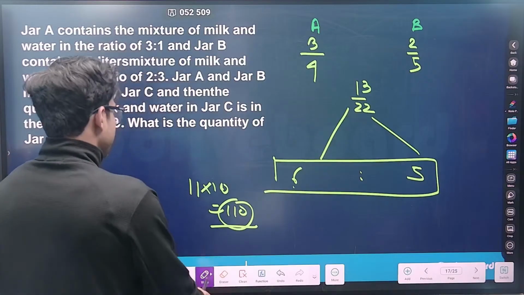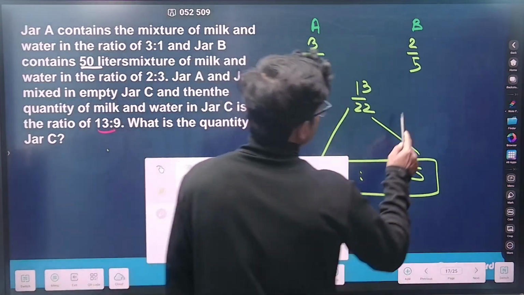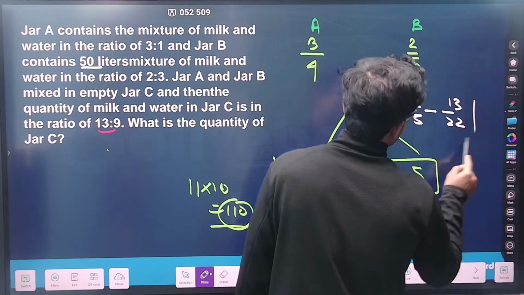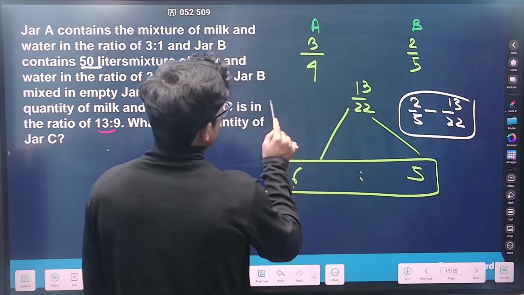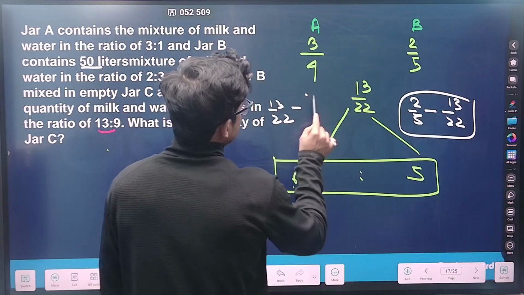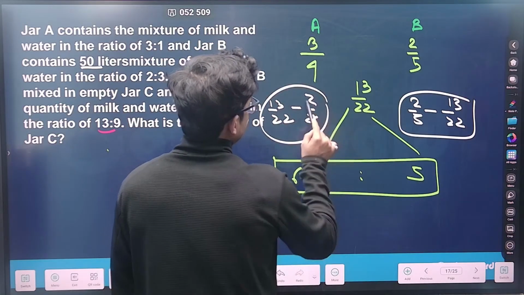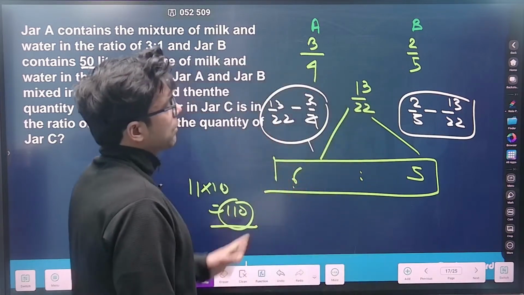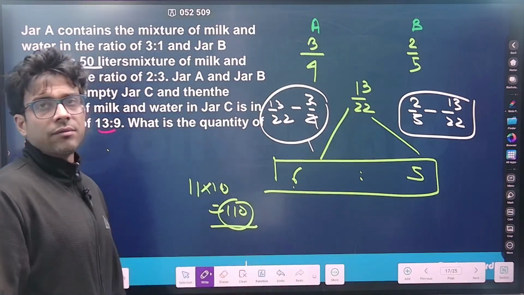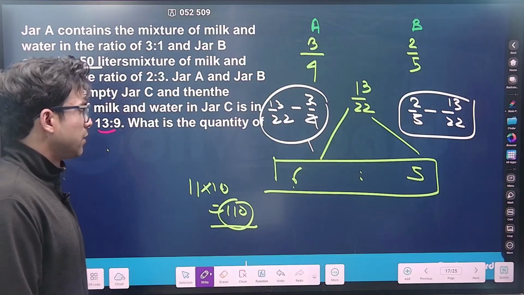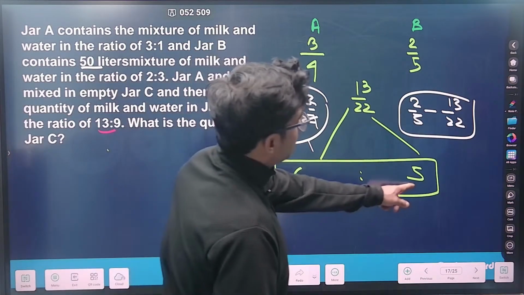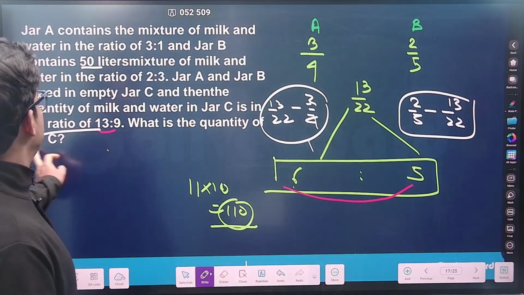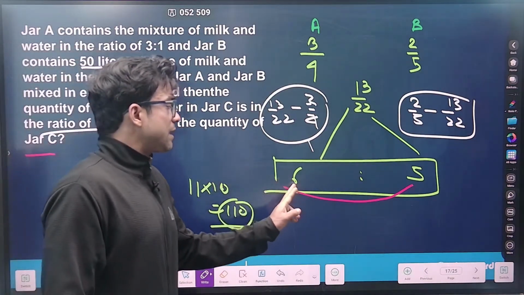You can also solve this question by this method, which is 2/5 minus 13/22 first. And then you can solve 13/22 minus 3/4. Then you will get all the results, the same result which you are getting here, as we did in the previous problem. So they're asking the total, which is 6 plus 5, 11. What is the quantity of jar C?